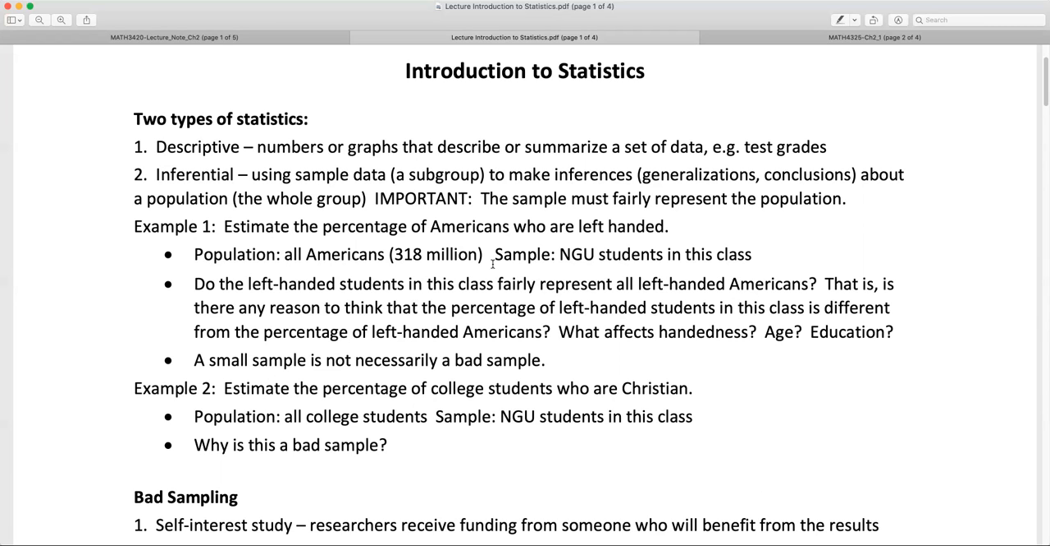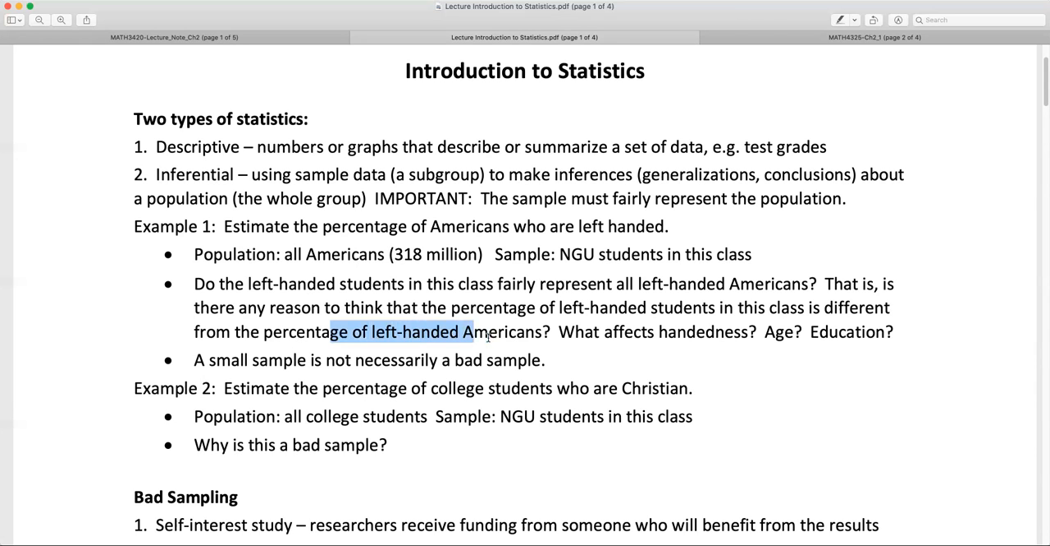But it's not fair, right? When you collect the data as a sample, we have to select Americans equally in every single state or city, right? We're going to talk about this later. The second question: do the left-handed students in this class fairly represent all left-handed Americans? No. Is there any reason to think that the percentage of left-handed students in this class is different from the percentage of left-handed Americans?